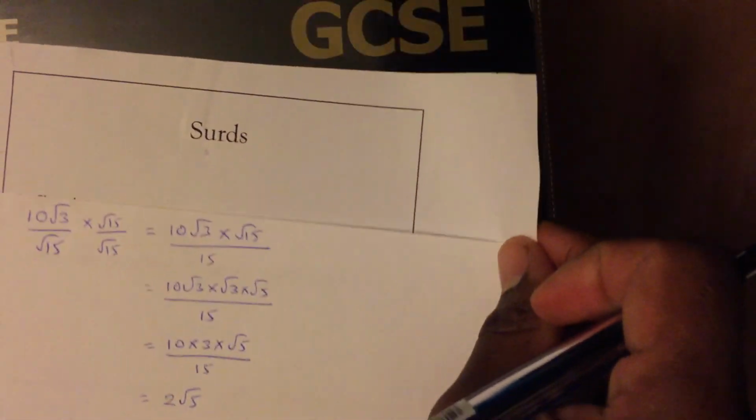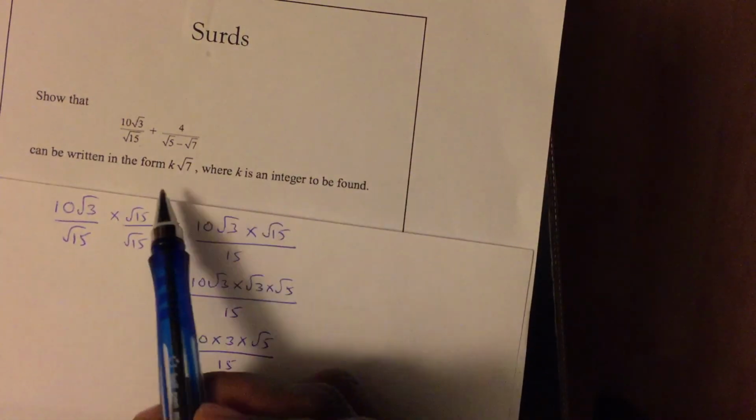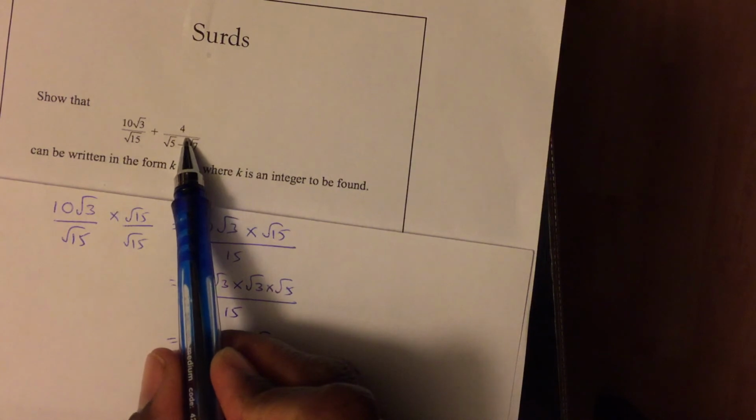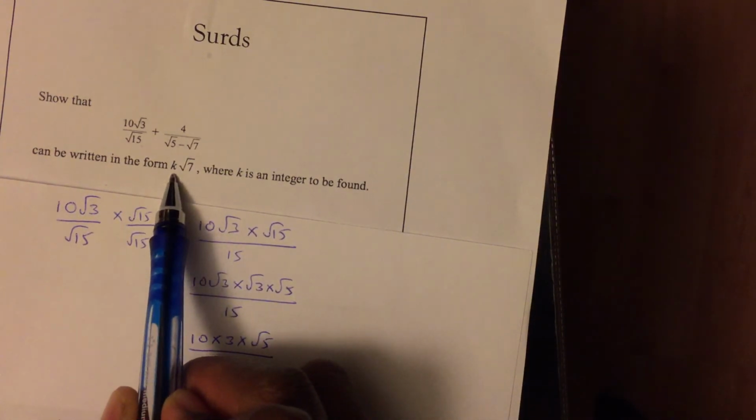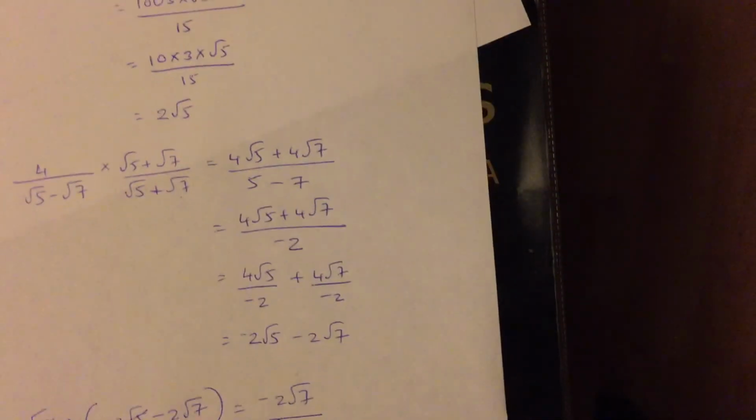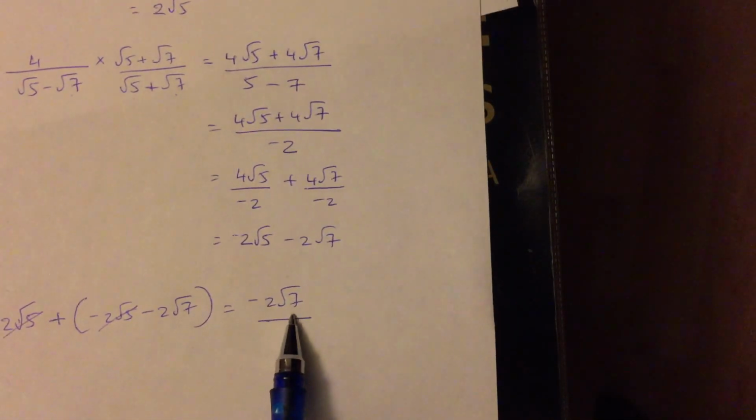So this answers our question where we were required to simplify the expression in the form of k square root of 7. So the k here will be minus 2 and the square root of 7.